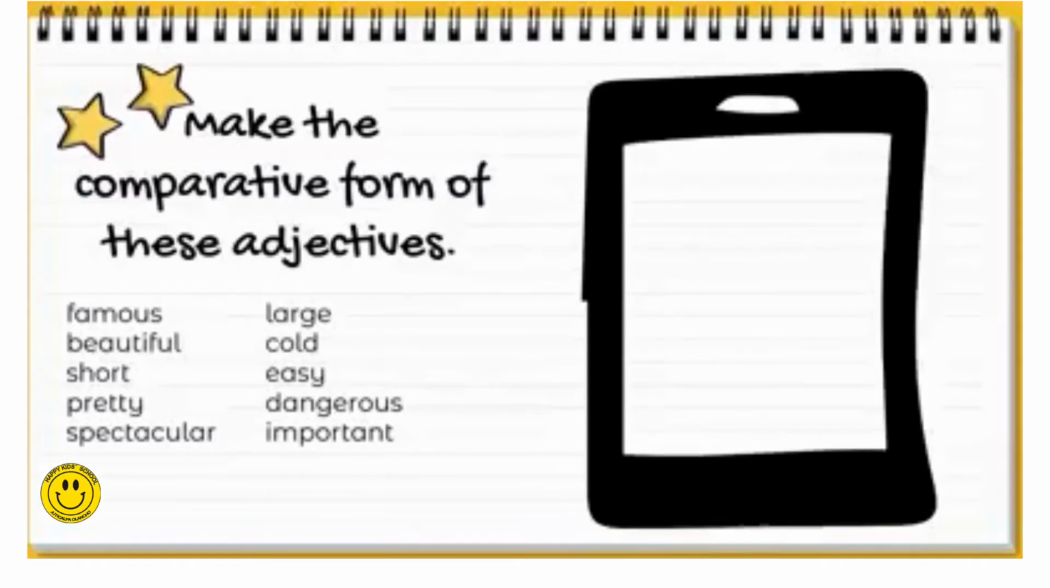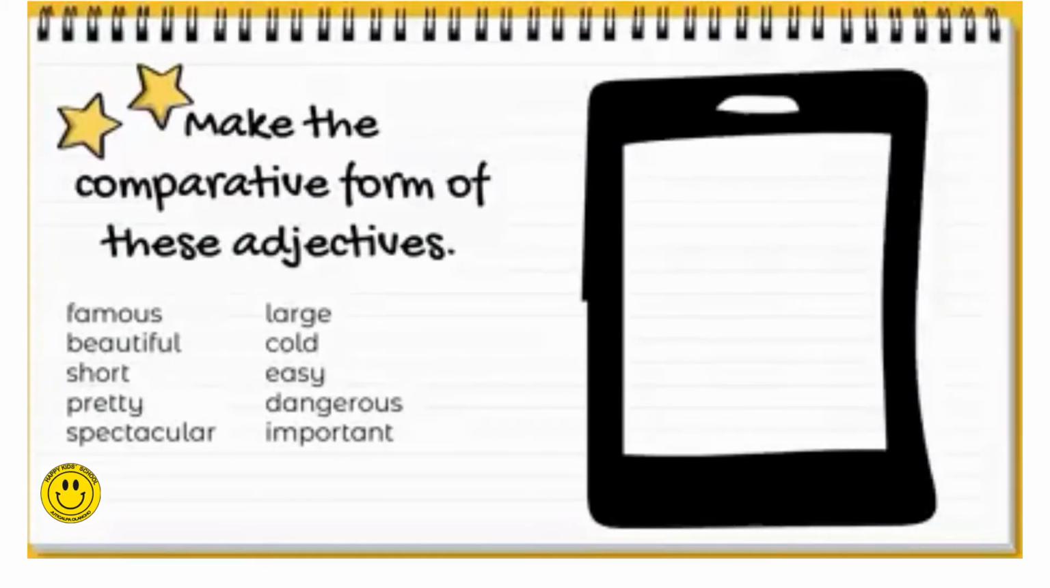What you have to do here is something quite easy. Make the comparative form of these adjectives. For example, famous. How many syllables does it have? Famous. That's right, 2. So how do you form the comparative adjective? Let's go on to beautiful. Beautiful. How many? That's right, 3 syllables.